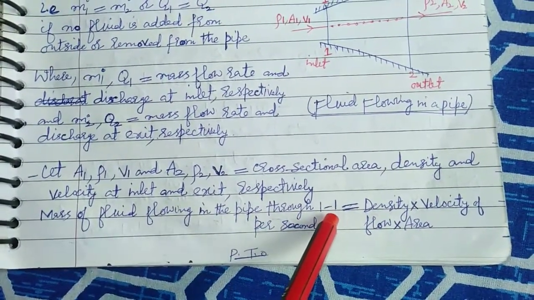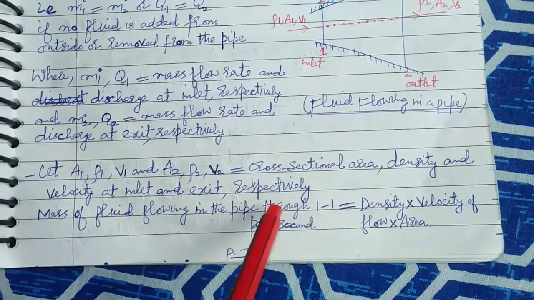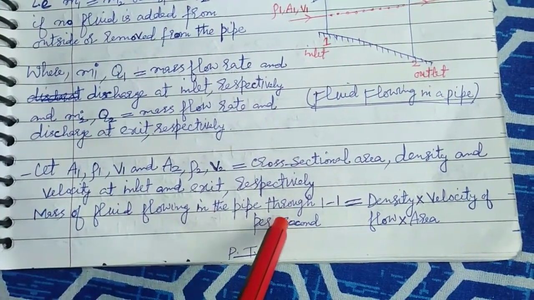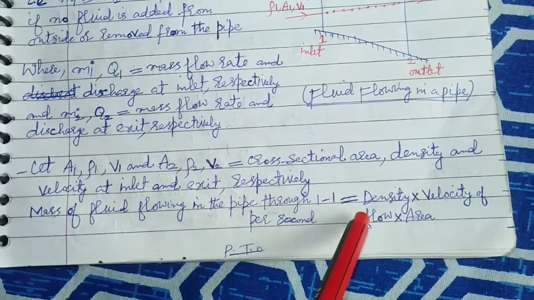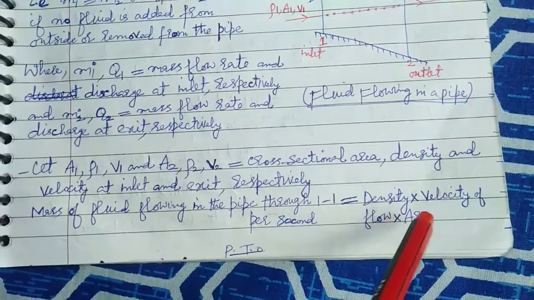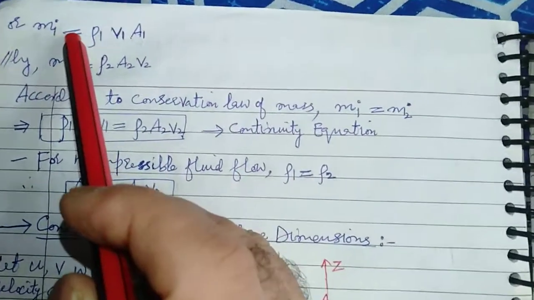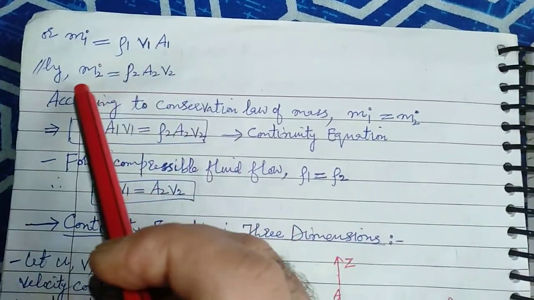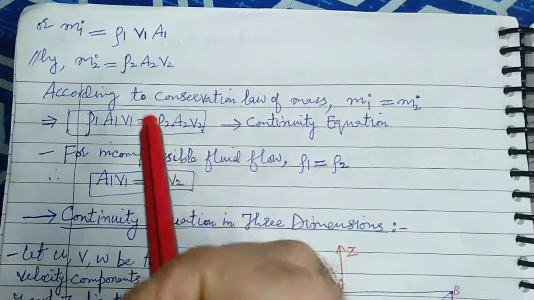According to the continuity equation, the mass of fluid flowing in the pipe through cross section 1, that is the inlet, per second, is equal to density into velocity of the flow into area. This is the mass flow rate. So we can write m1 dot, the mass flow rate at inlet, is equal to rho 1 into V1 into A1. Similarly, the mass flow rate at outlet is equal to rho 2 A2 V2.